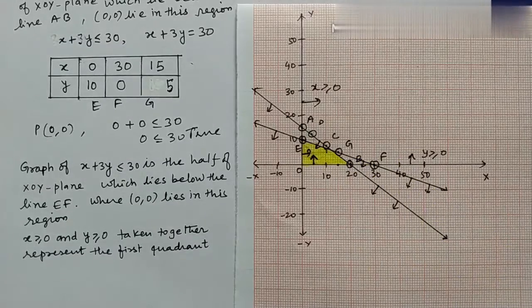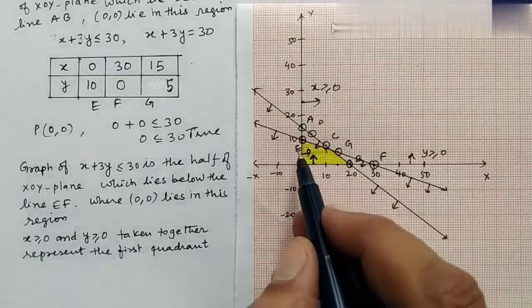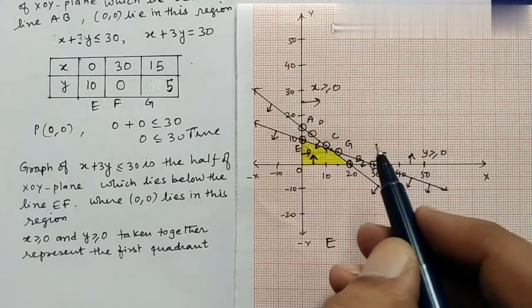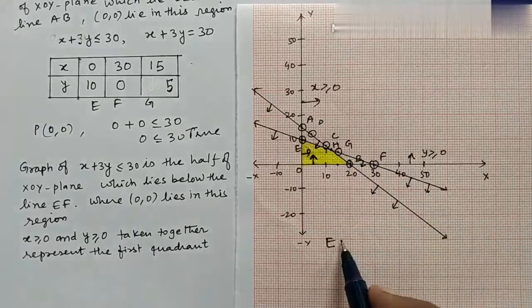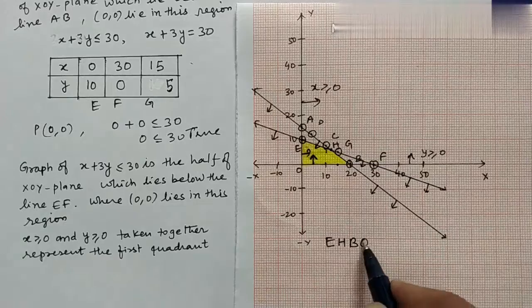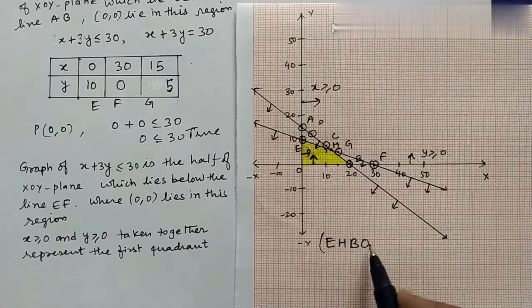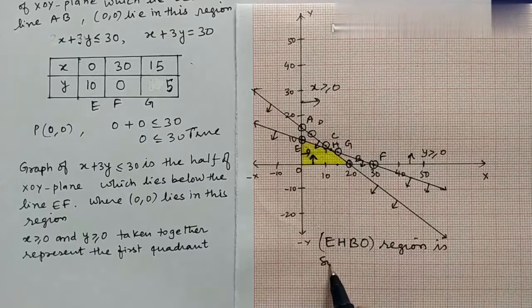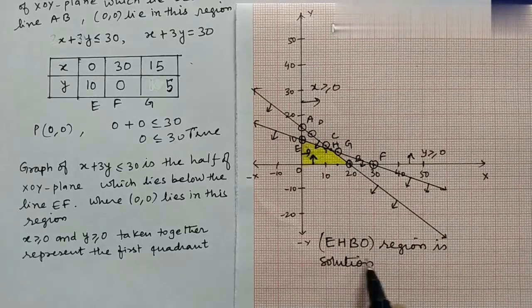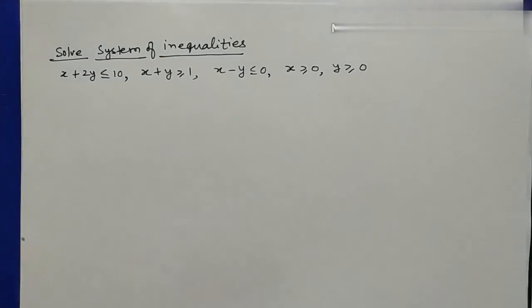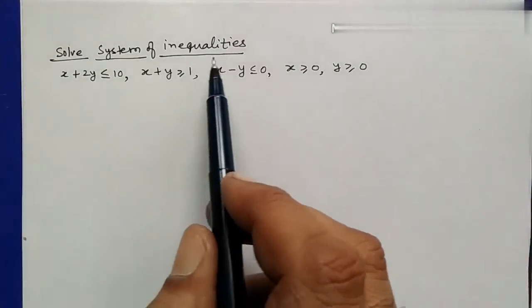All of you understand this? This we can write here: the region H, E, B and O is the solution. Okay, this region is the solution.